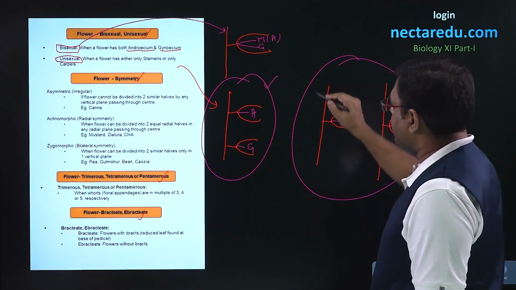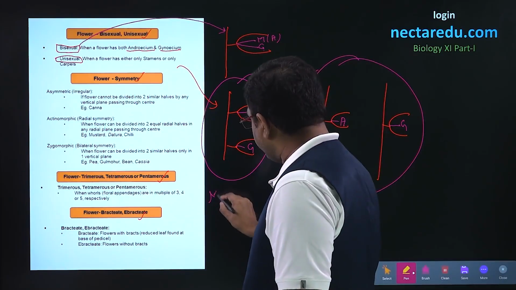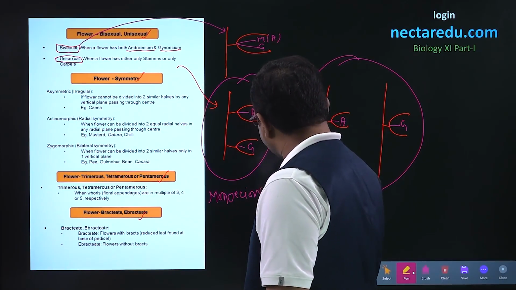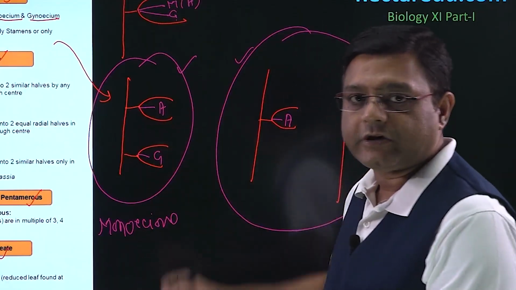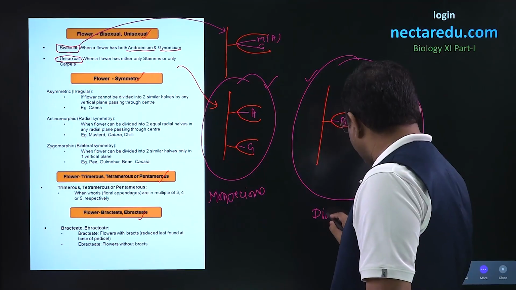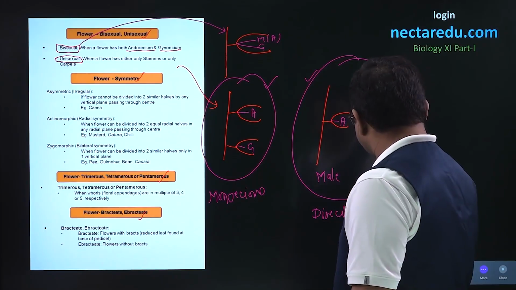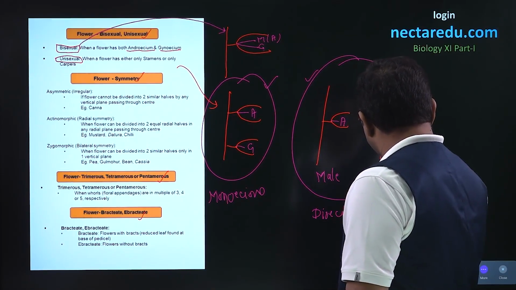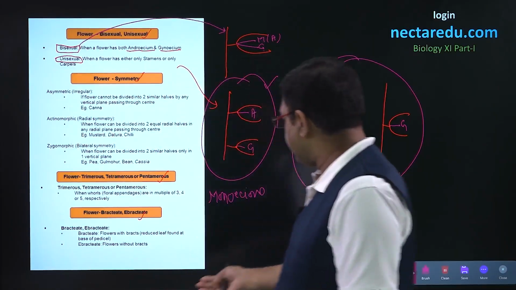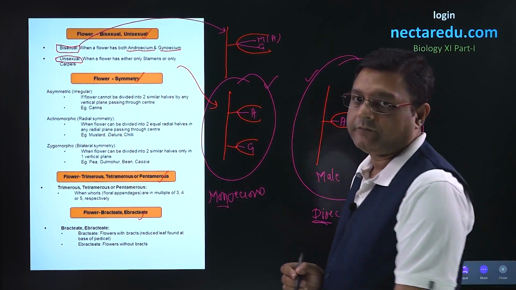So, this is unisexual, this is also unisexual, but in this case it will be called as monoecious, because in this case it is the single plant which has both androecium and gynoecium flowers, and in this case it will be dioecious because here male plant is different and female plant is different. So, that is how we can say that unisexual can be monoecious and unisexual can as well be dioecious.